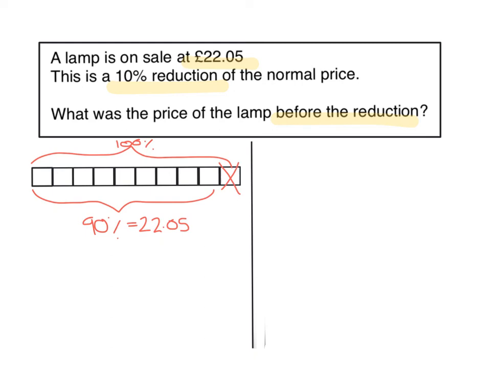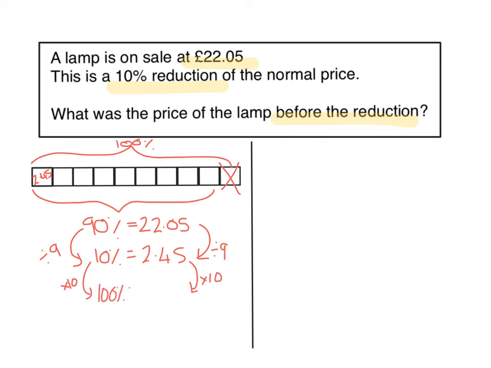So again, a nice one to do is 10%. I need to be dividing this 90%. 1, 2, 3, 4, 5, 6, 7, 8, 9. So divide by 9 on that side, and that'll give me 10%. 22.05 divided by 9 is 2.45. So in each box would be 2.45. I'm not going to write that out because it's a bit small, but I need to get to 100%, I need 10 of those boxes. I need to times by 10 to get 100%. 2.45 times 10 is £24.50.